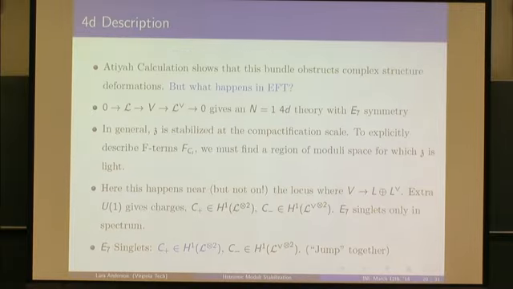So finally, this allows me to give you a field theory description of this rather long-winded bit of mathematics. The Atiyah calculation, if you just do this for this bundle, shows that the bundle obstructs complex structure and you can calculate it, which is really useful. But how do I visualize this in effective field theory? In general, I should give you a little caveat here.